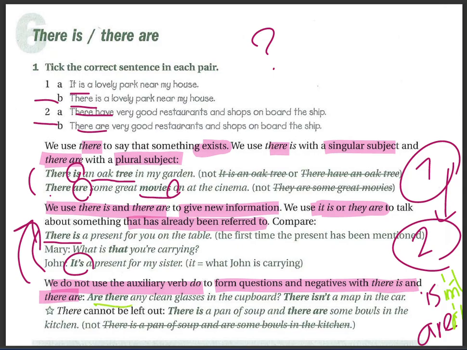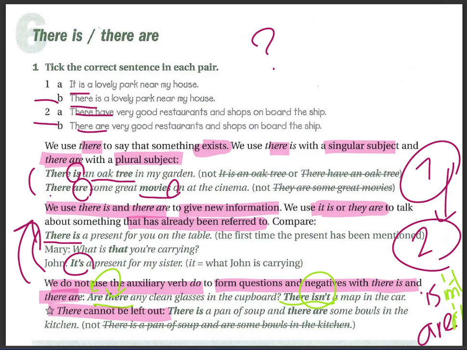The question: Are there any clean glasses in the cupboard? Are there? Yes, we changed the place of are and there, yeah? There isn't a map in the car. The negative is changed to isn't. And look at here. There cannot be left out. Be careful, you cannot remove there in a sentence.